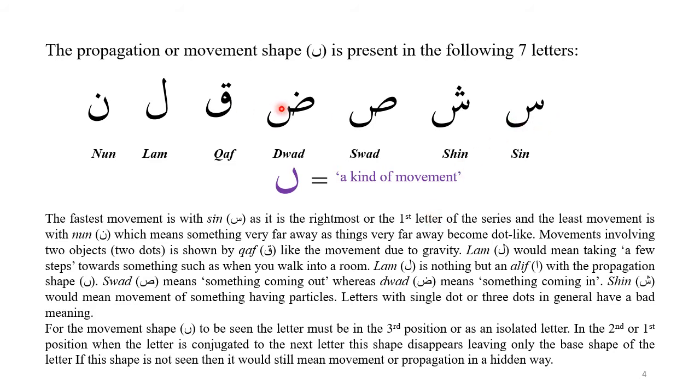And of course, the fastest of the movement will be for the Sin, and the slowest would be the Nun. Nun would mean something relatively stable that does not move. And Sin is normal, and Shin with its 3 dots means movement of something heavy. Swad would mean something coming out, and Dwad would mean something coming in or added. So Swad would mean minus, and Dwad would mean plus. And Qaf would mean movement of 2 things together. And Lam means unit propagation, because Lam is nothing but this alif with the propagation or movement sign. So, unit propagation.